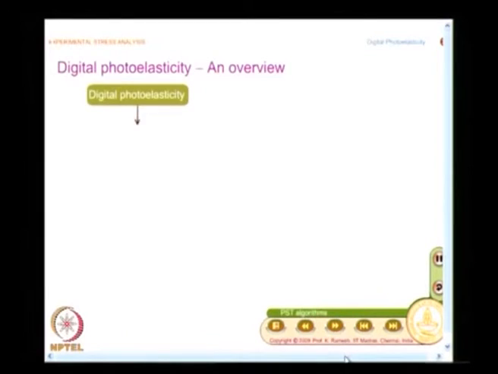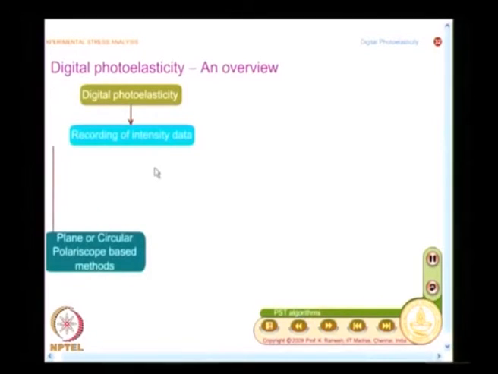See, when you have to find out the fringe order accurately at a point, you have been taught how to do the Tardy method of compensation, and by employing the Tardy method of compensation you are in a position to find out the fringe order accurately at a point of interest. Now, what we are saying is you must be able to develop that level of accuracy at every point in the model domain. This is really a big question to ask. We are really putting across a stringent requirement, and how this has been achieved, we will have a look at it. And we will have an overview of what digital photoelasticity is.